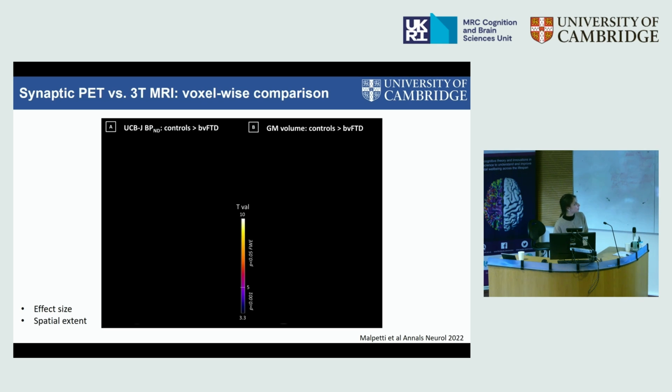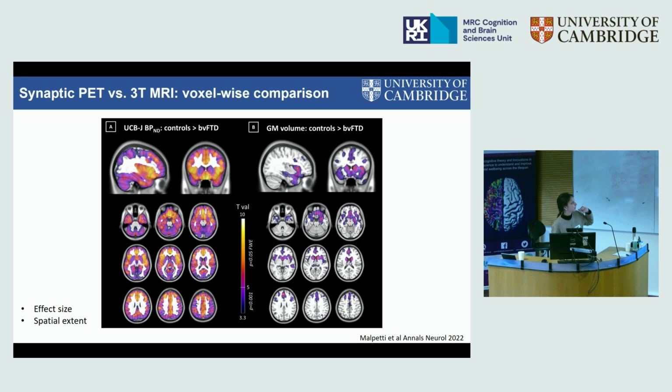In a simple comparison, we looked at the group comparison of UCBJ PET and gray matter volumes. What you can see is that synaptic PET showed quite extensive patterns of synaptic loss in comparison to what you could identify in terms of atrophy and gray matter volume loss in the same patients. These are 11 patients, not a very big sample, but they are very tricky patients, and we were during COVID, and PET imaging is quite expensive as well.